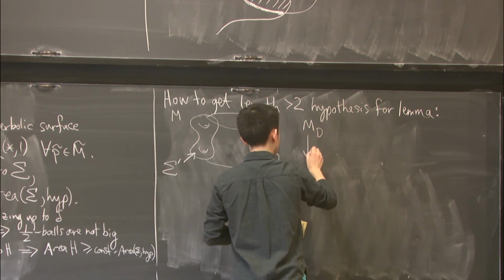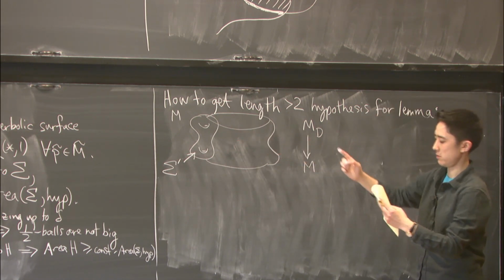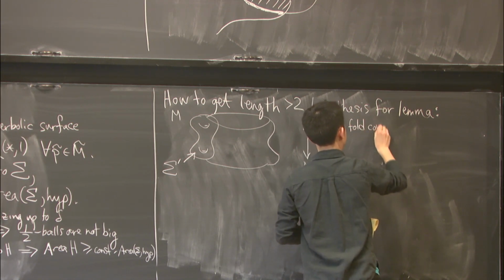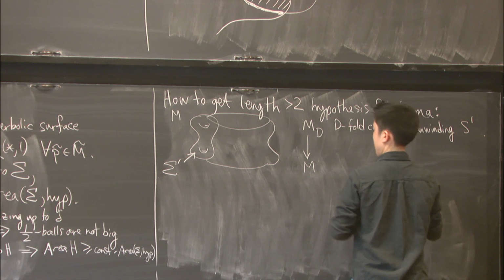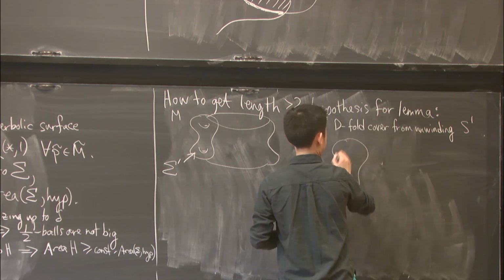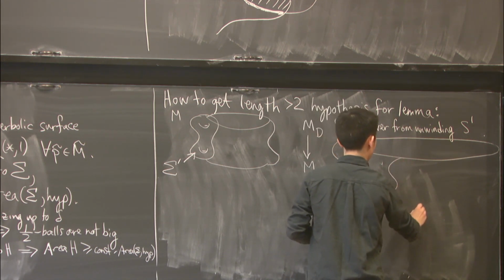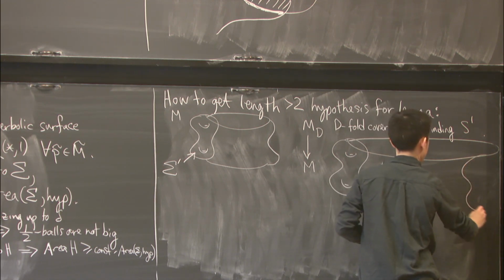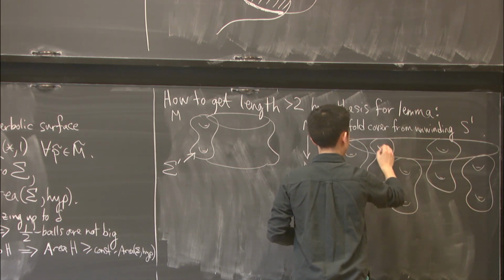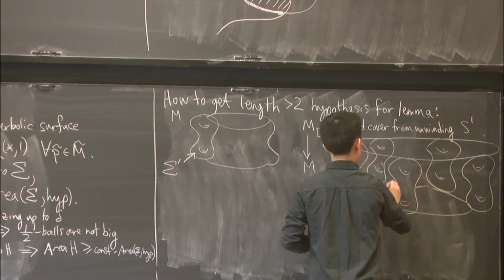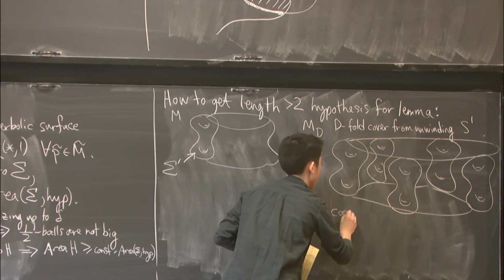So I'll say MD will be the cover of multiplicity D, where we unwind the S1 direction sort of D times to make it really big. So what that looks like is much longer. Looks kind of like this, and then all these that I drew are the copies of sigma prime, isometric copies.